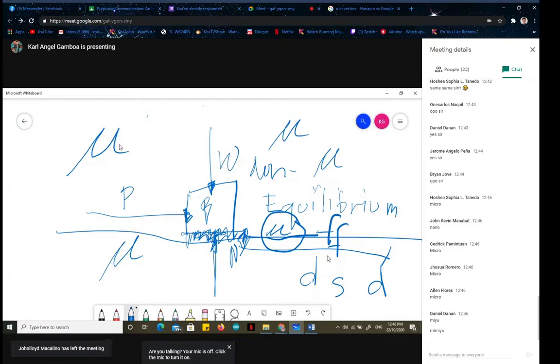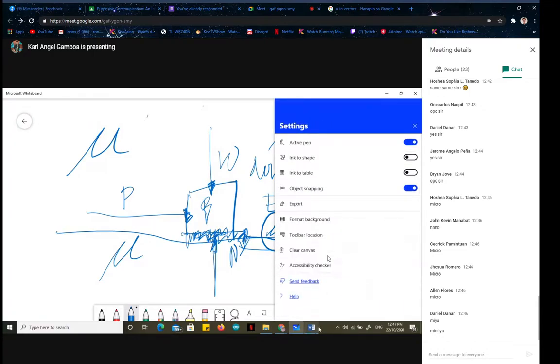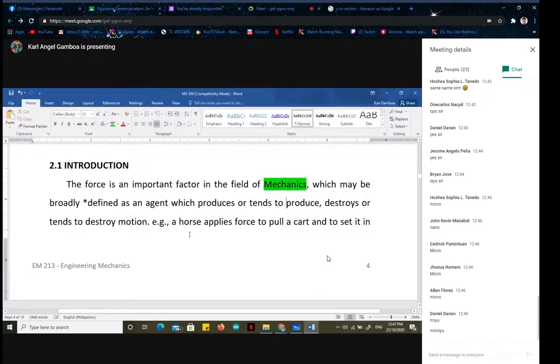You are now studying the properties of a body when a force is applied to it. Why is the role of force so important in engineering mechanics? Without that force, what would we study? We would have no magnitude representation of how strong it is. Force may be broadly defined as an agent which produces, tends to produce, destroys, or tends to destroy motion.